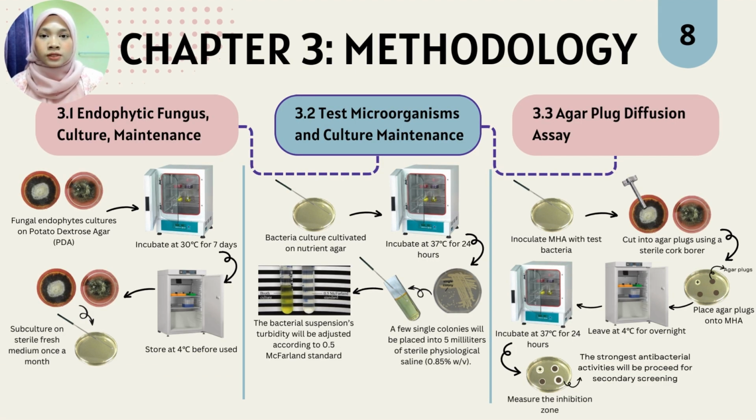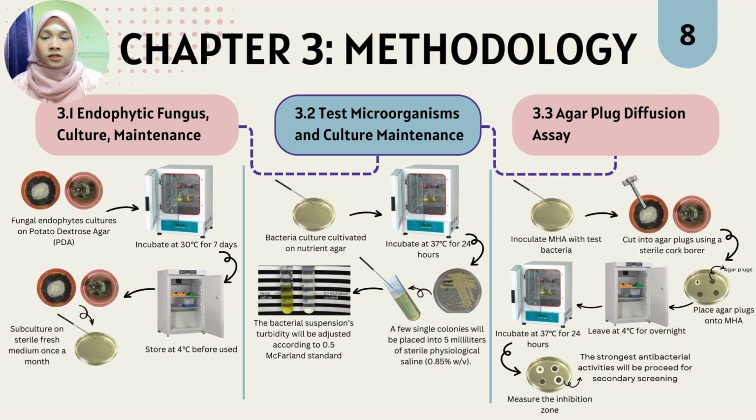For the methodology, the first one is endophytic fungus culture and maintenance. The fungal isolate will be cultured on PDA and incubated at 30 degrees Celsius for 7 days. The isolate will be subcultured on sterile fresh medium once a month to maintain its viability. Second, test microorganism and culture maintenance. Gram-positive bacteria including Staphylococcus aureus, Bacillus subtilis, Bacillus cereus, Streptococcus mutans, and MRSA strain, as well as gram-negative bacteria such as E. coli, Pseudomonas aeruginosa, Klebsiella pneumoniae, and Salmonella typhi will be used as test bacteria. The bacterial culture will be cultivated on nutrient agar and incubated at 37 degrees Celsius. A few single colonies will be selected to prepare the bacterial inoculum.